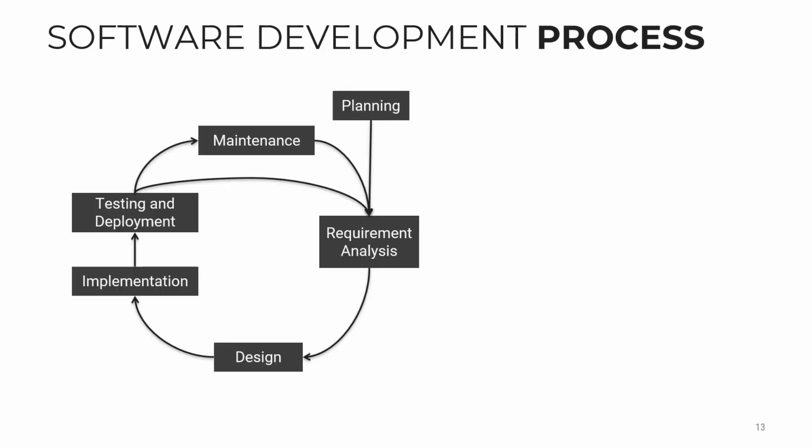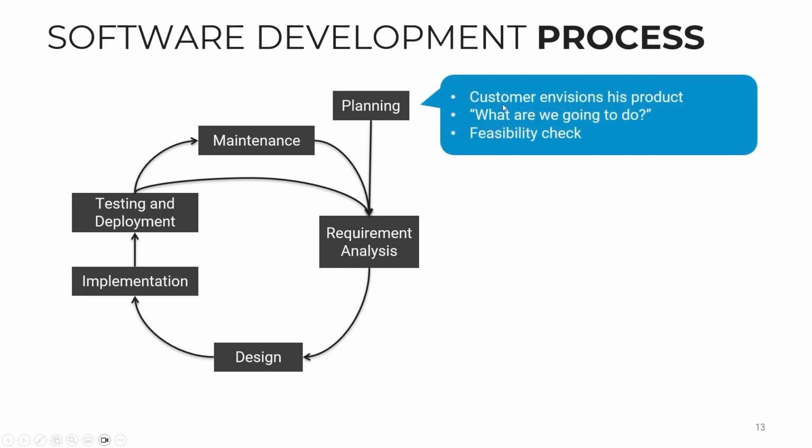Let's have a look at the entire software development process. You might be familiar with this image already. This is the software development lifecycle. First, we have the planning. The customer envisions the product and has the question, what are we going to do? Here, the customer says, I would like to build a Death Star. How much does it cost? How long does it take? Would it be worth it to destroy the entire planet?